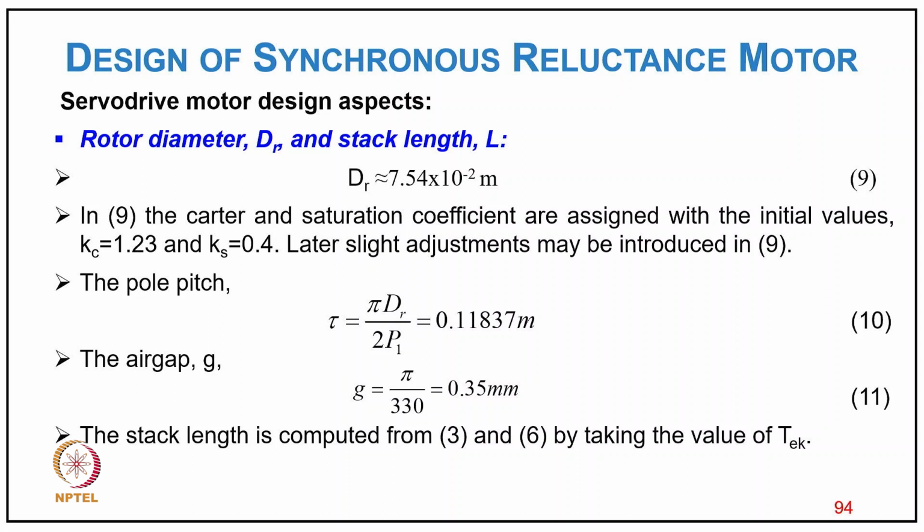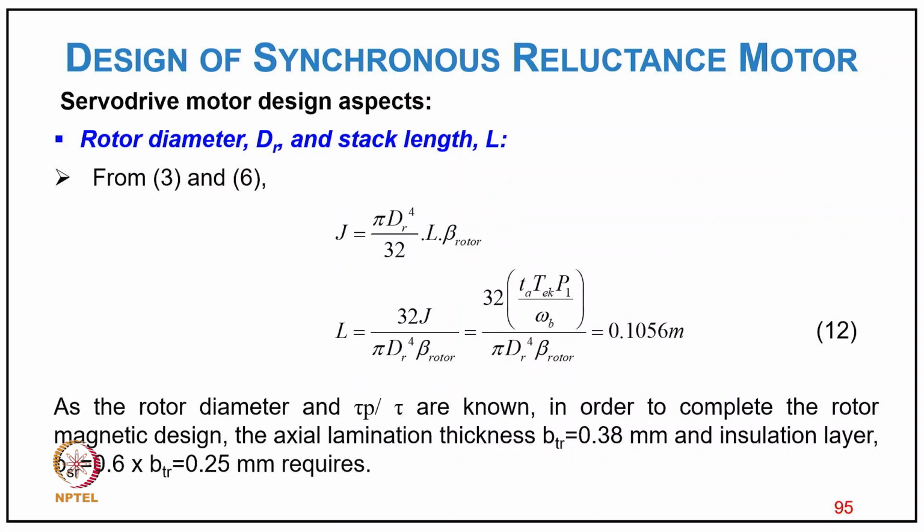So in the design, the Carter and saturation coefficients are assigned the initial values Kc equal to 1.23 and Ks equal to 0.4. Later slight adjustment may be introduced. The pole pitch tau equal to pi dr upon 2 comes 0.11837 meter, and the air gap is equal to tau upon 330, that is 0.35 millimeter.